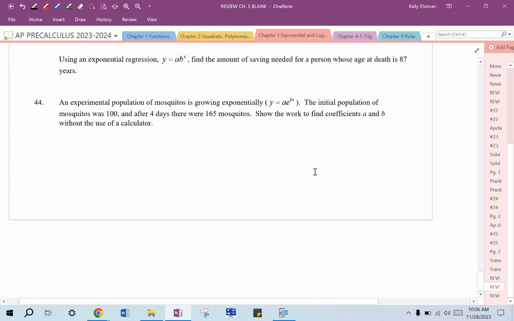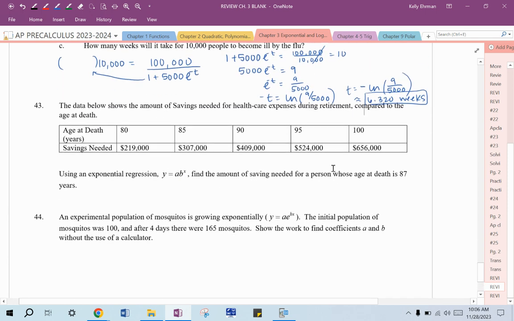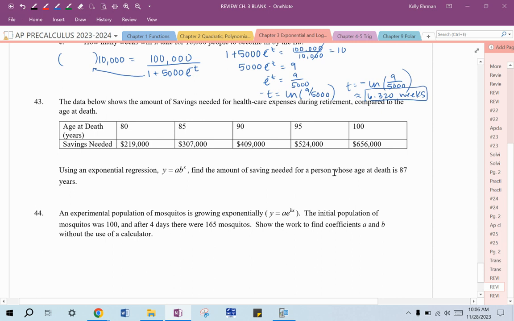Last problem is a regression problem. We had this in some of our AP classrooms. The data below shows the amount of savings needed for healthcare expenses during retirement compared to the age at death. So age at death, we've got 80 to 100. The amount of savings needed, we've got those various numbers. Use an exponential regression. Using an exponential regression, find the amount of savings needed for a person whose age at death is 87 years. So it's going to be something between 307,000 and 409,000.